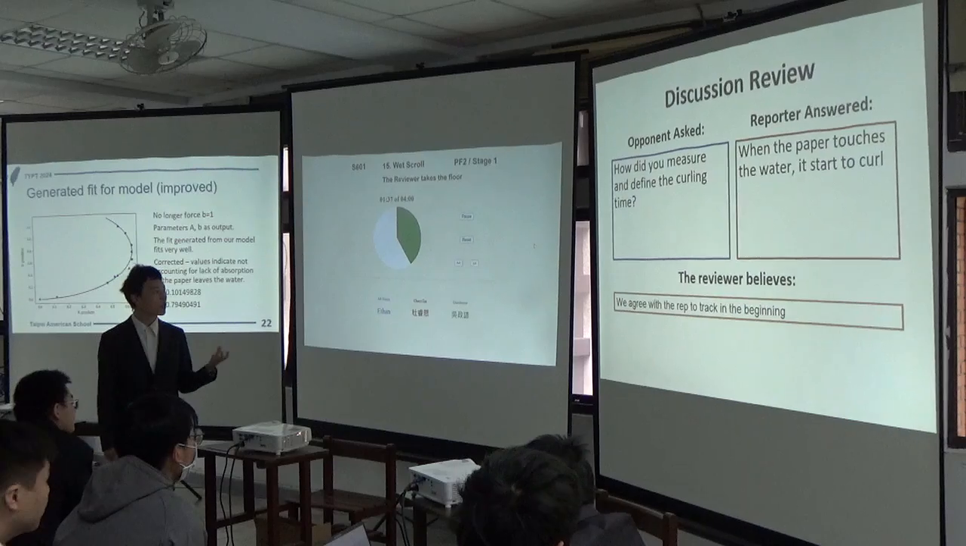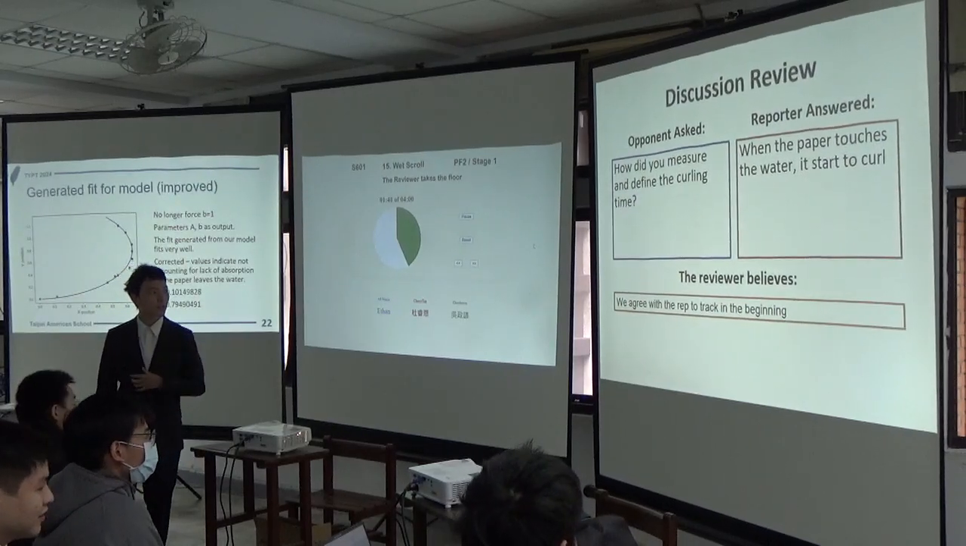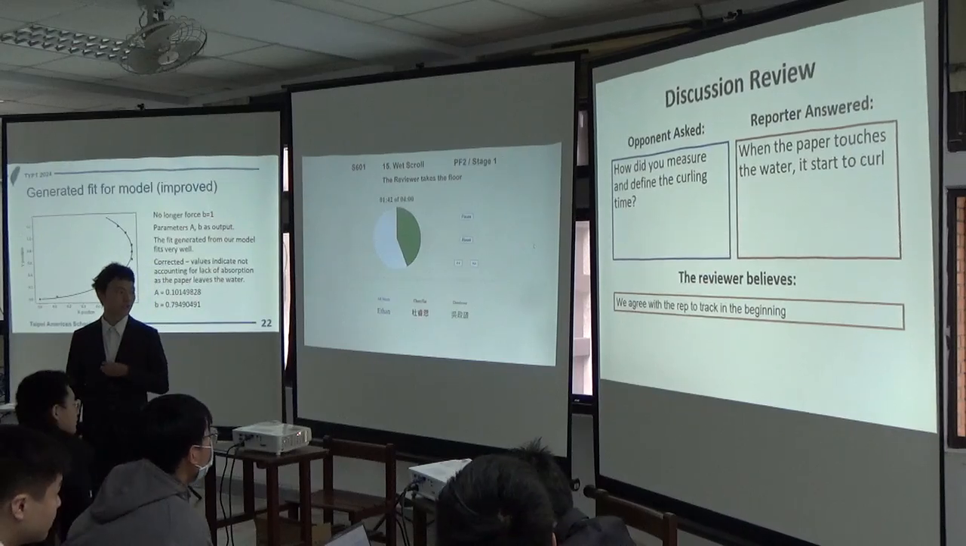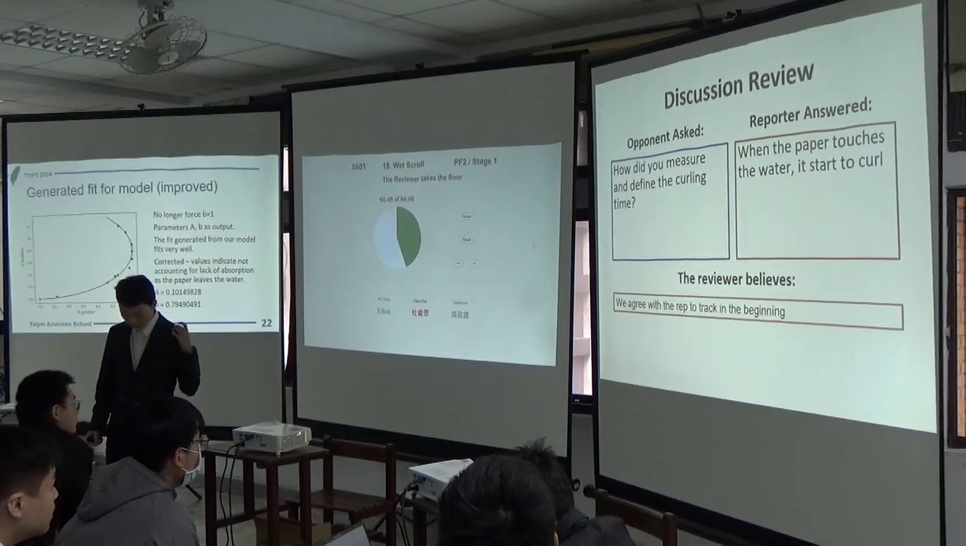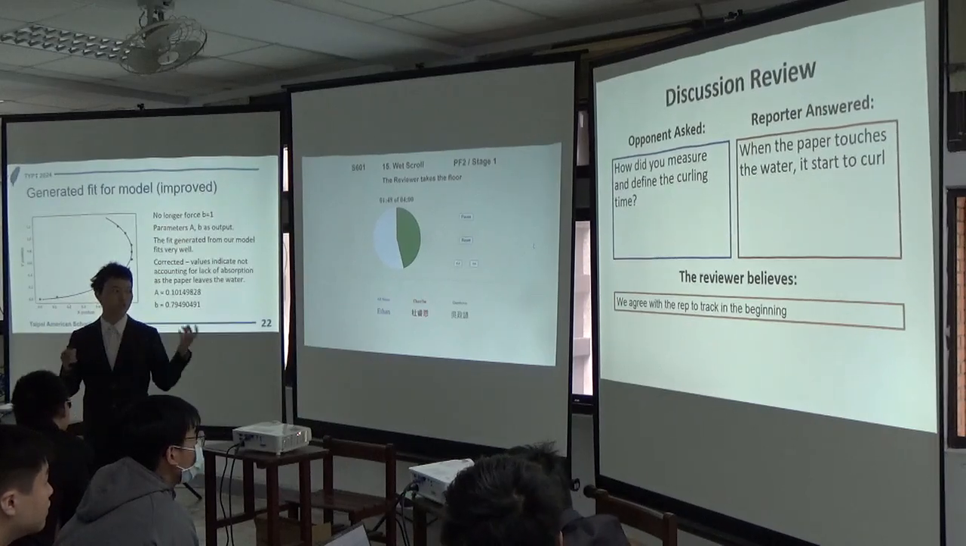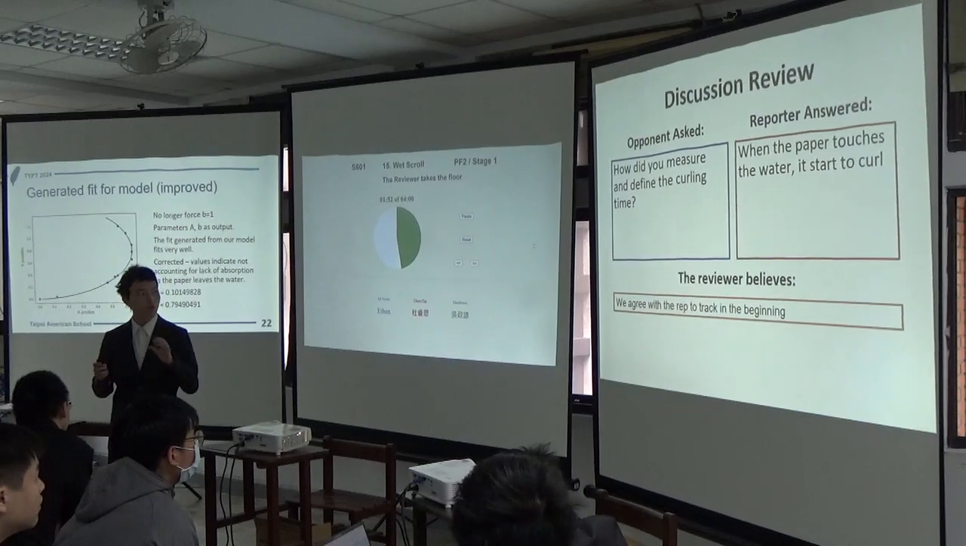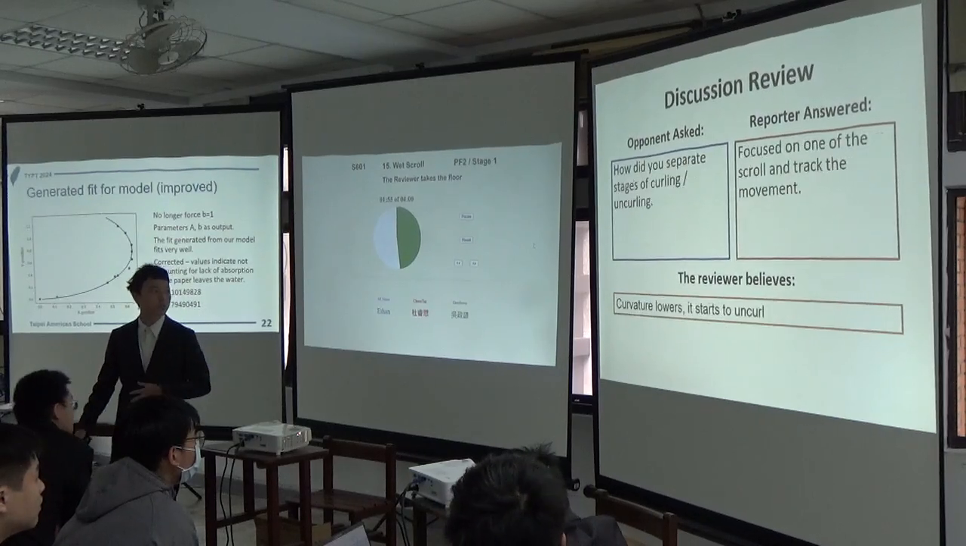So the opponent asked how do you measure and define the curling time? And the reporter answered that when the paper touches the water, it starts to curl. We agree that we should track the whole process and see when the curvature starts to change, and use the curvature to know when the paper curls and uncurls.